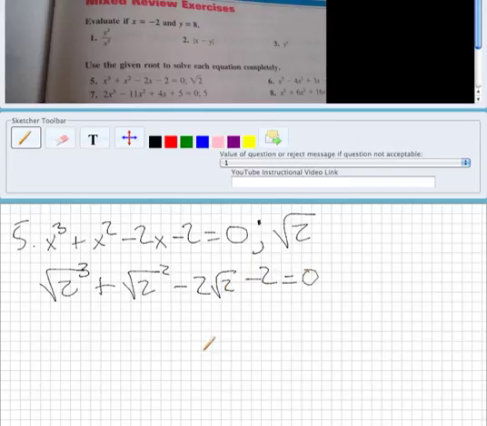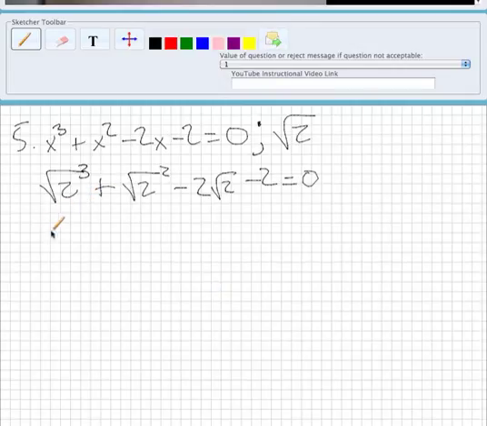And then from there what we want to do is simplify each one of these things. So this is actually root 2 times root 2 squared. And we know that root 2 squared is just going to be 2, because the root and the square cancel each other out. So what we get is 2 root 2. This, again, cancels out. Root 2 squared is just going to be 2.